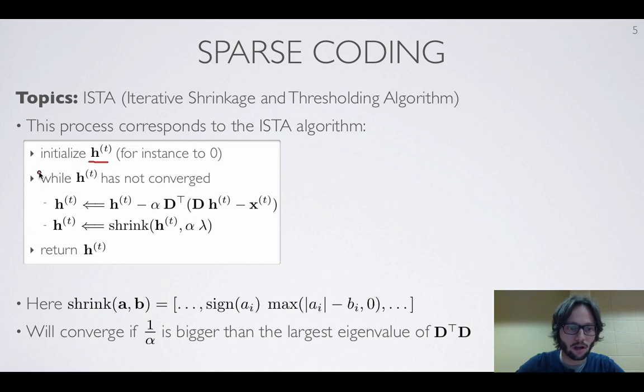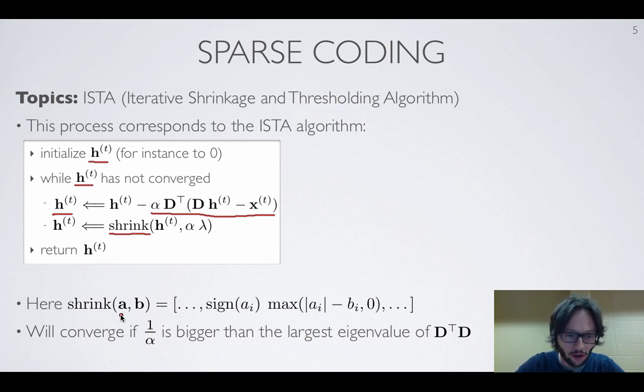We initialize the whole vector of the sparse coding representation. For instance, we could initialize everything to zero. And then until the vector has converged, we update it based on the reconstruction error gradient. And then we apply this shrink function here. So the shrink function does exactly what I said before. For each hidden unit, it looks at whether the update would make the hidden unit change sign. If it does, you clamp it to zero. Otherwise, you just shrink it towards zero.